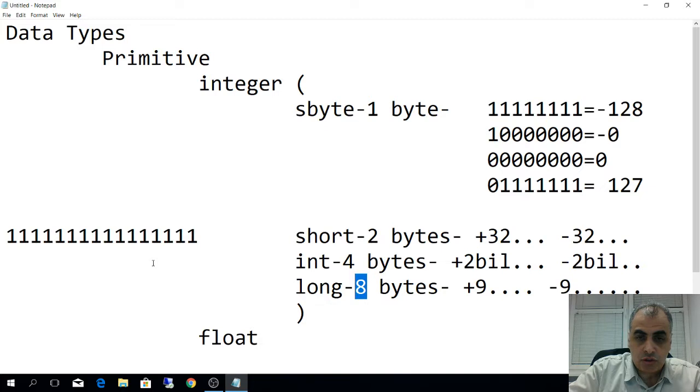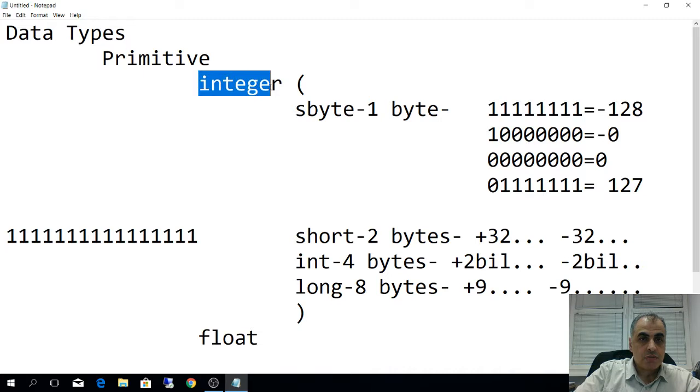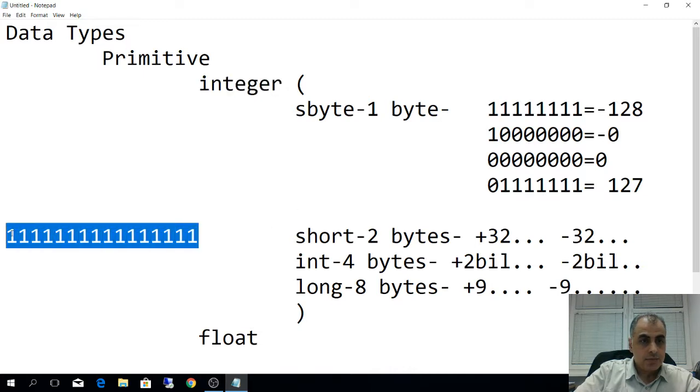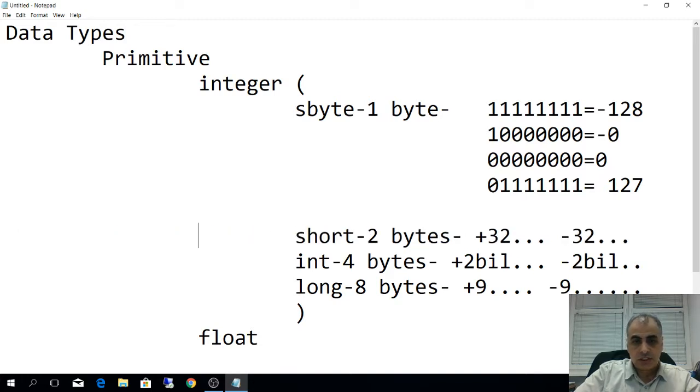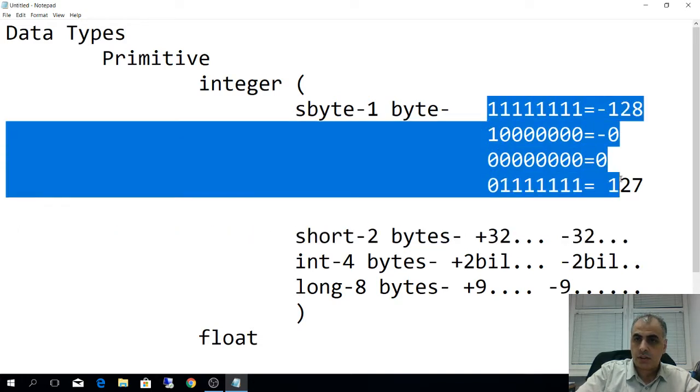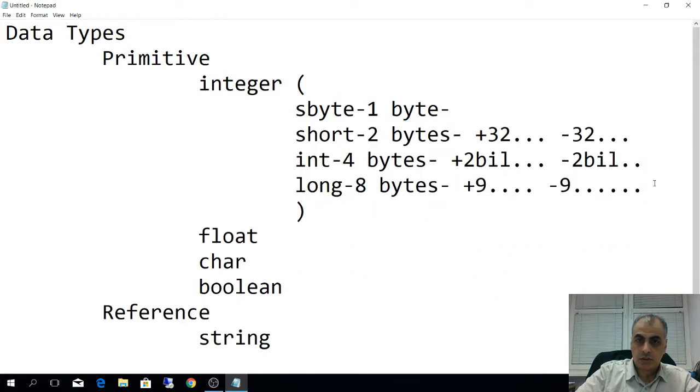And the last one is long, which is 8 bytes, which means 8 times 8, 64 bits. 64 bits means, as I mentioned, 2 to power 62 plus 2 to power 61 plus 2 to power 60, and it carries on like this, plus minus. Okay, so these are the main primitive integer types. Let me delete all those ones and zeros because you can just pause the video and go back and read them if you want to repeat.